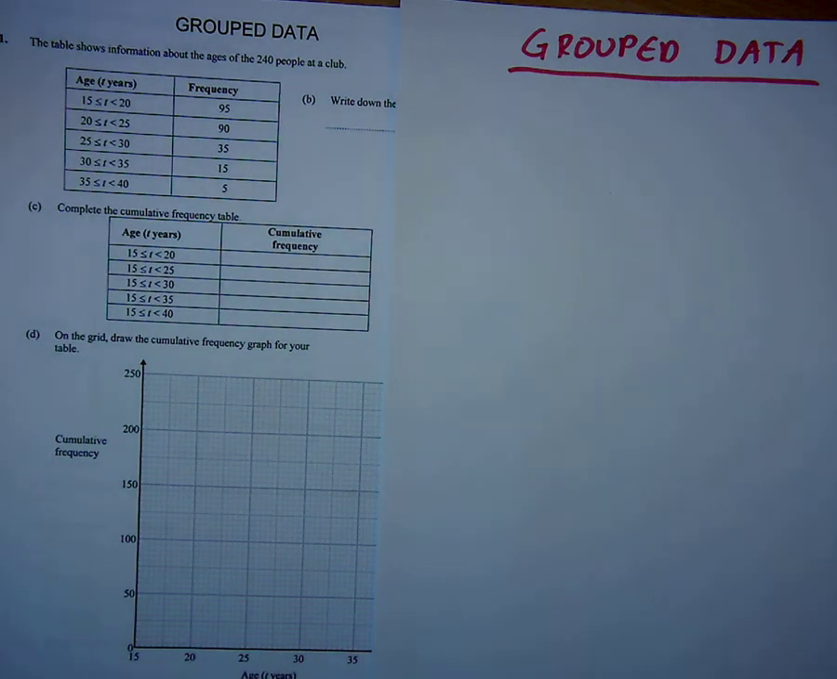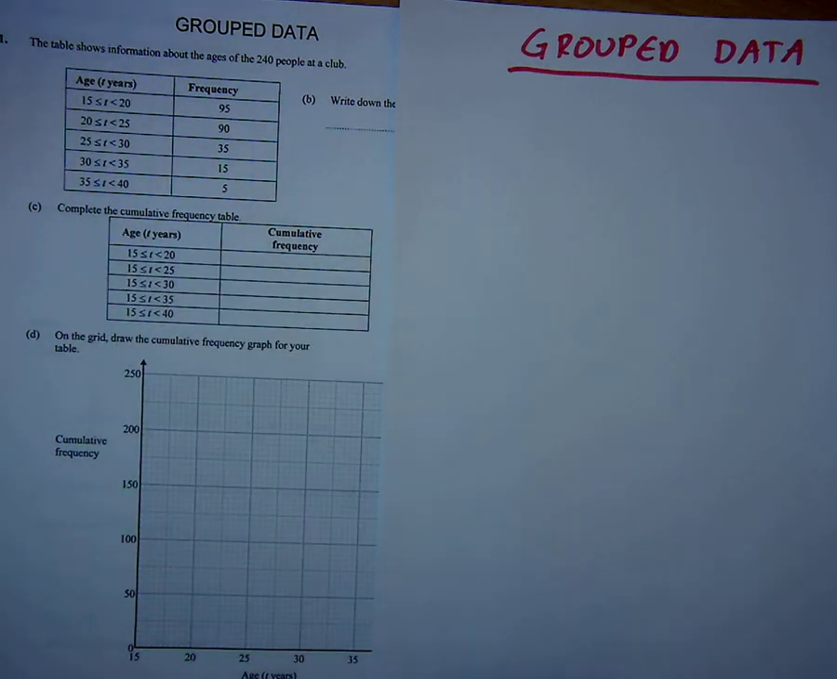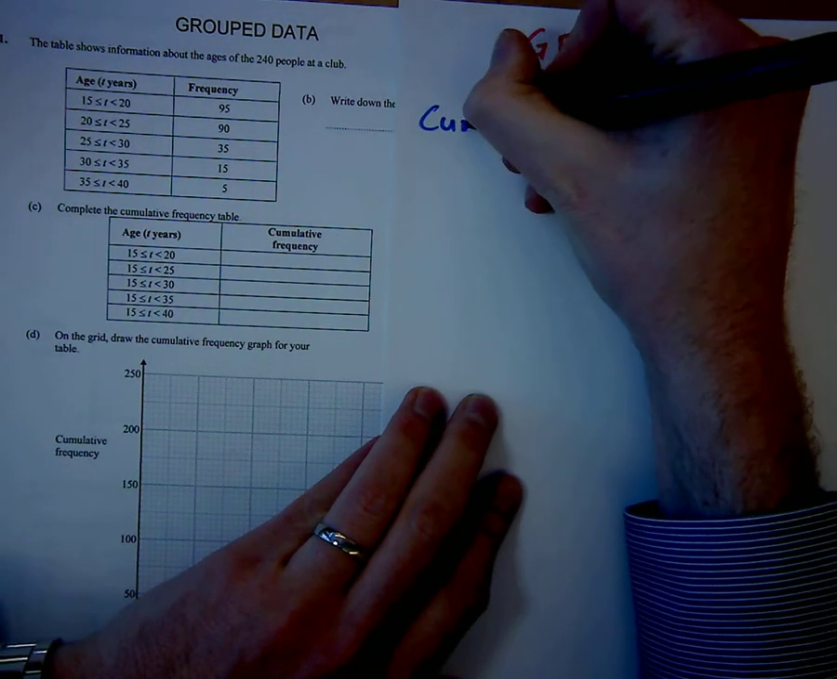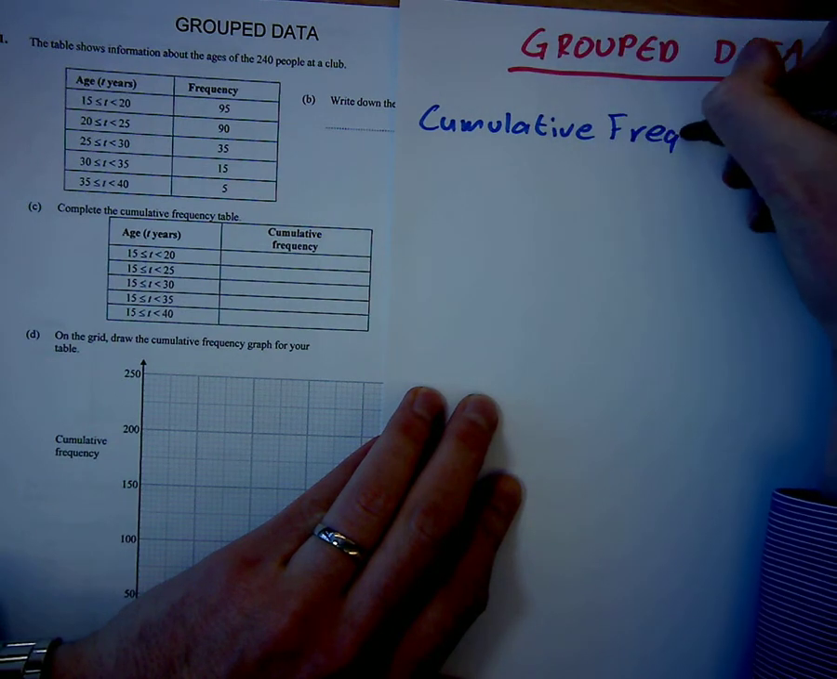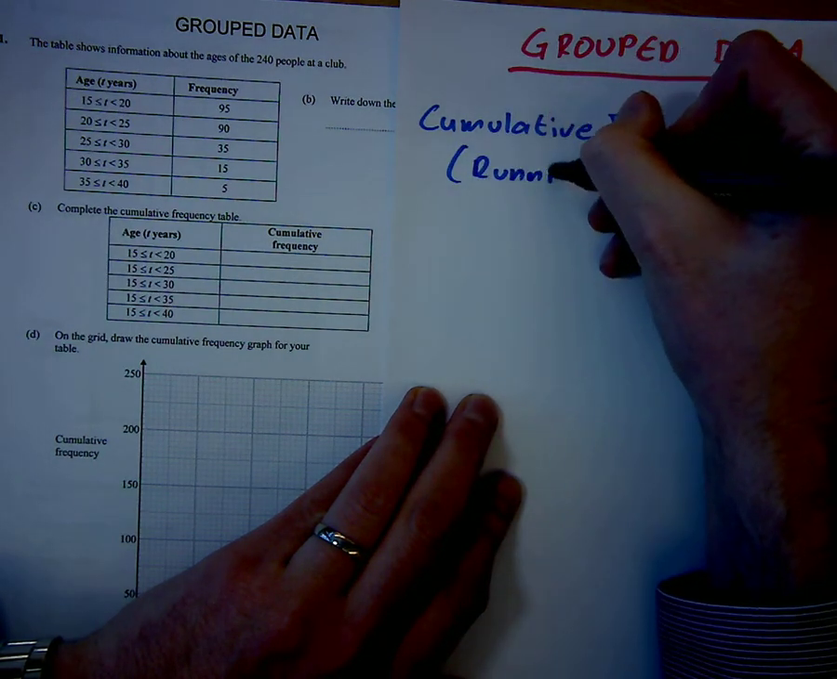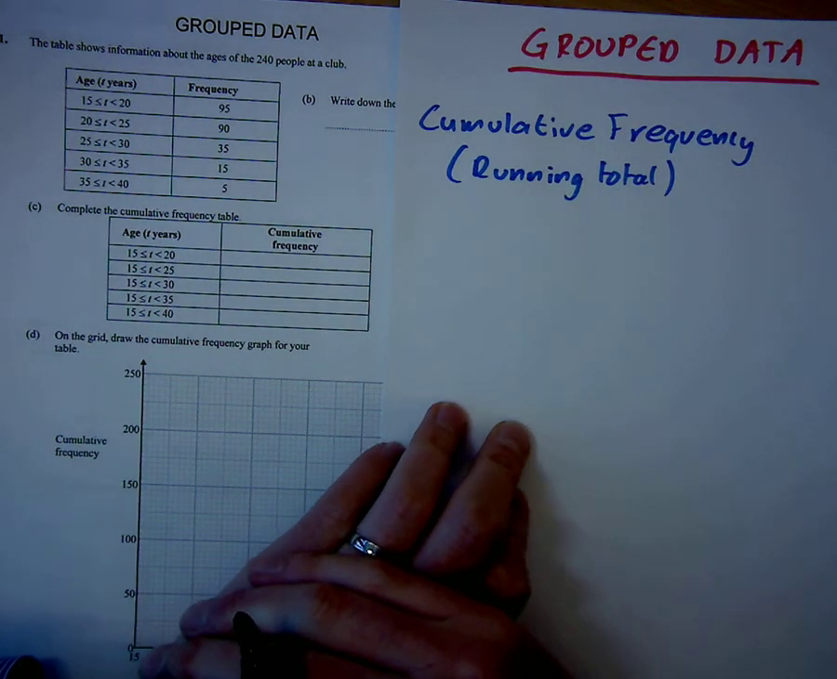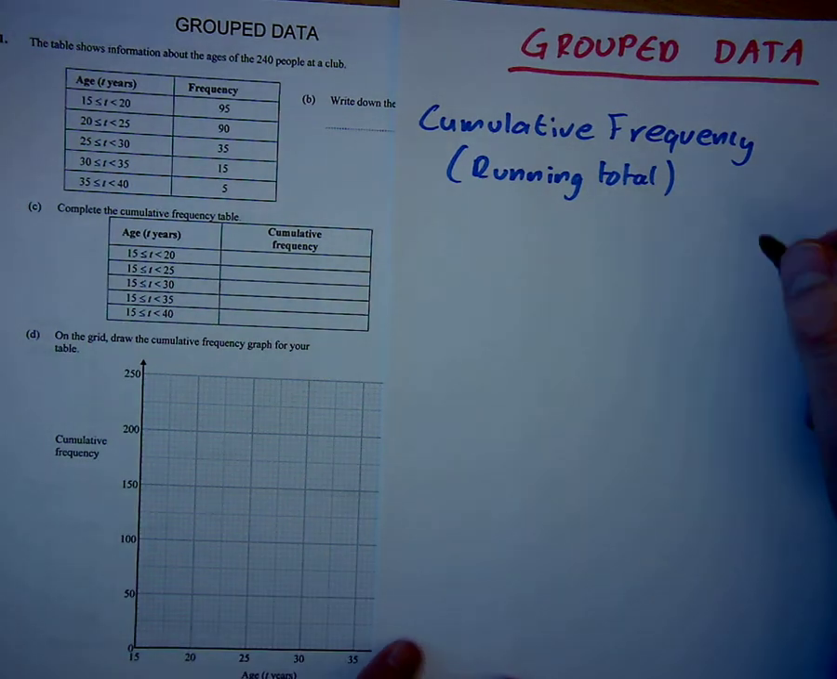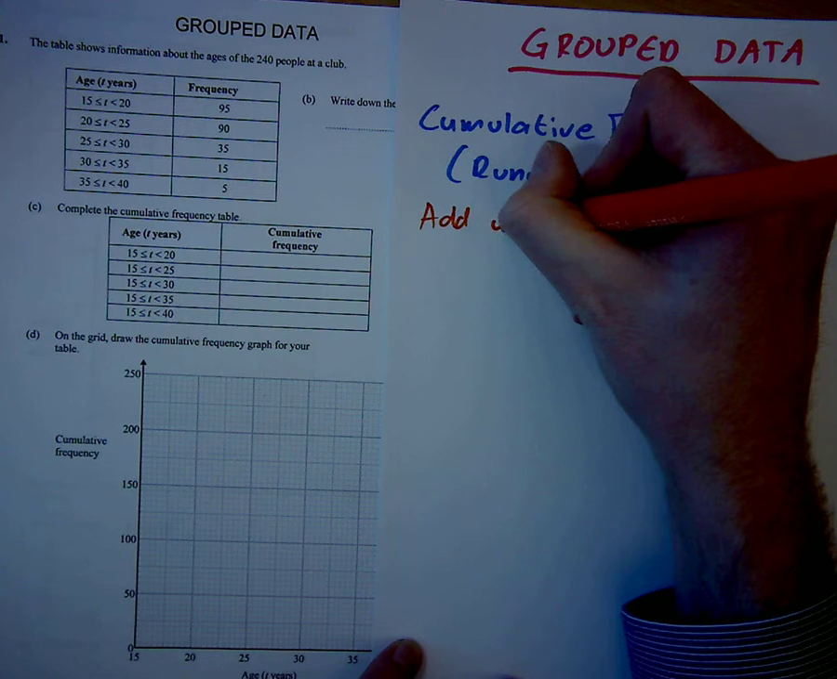So the first thing we're going to look at is cumulative frequency. A lot of people call that running total. It's called that because what we do is we add up the frequency as we go along, so it accumulates almost. So cumulative frequency, we add up the frequency.